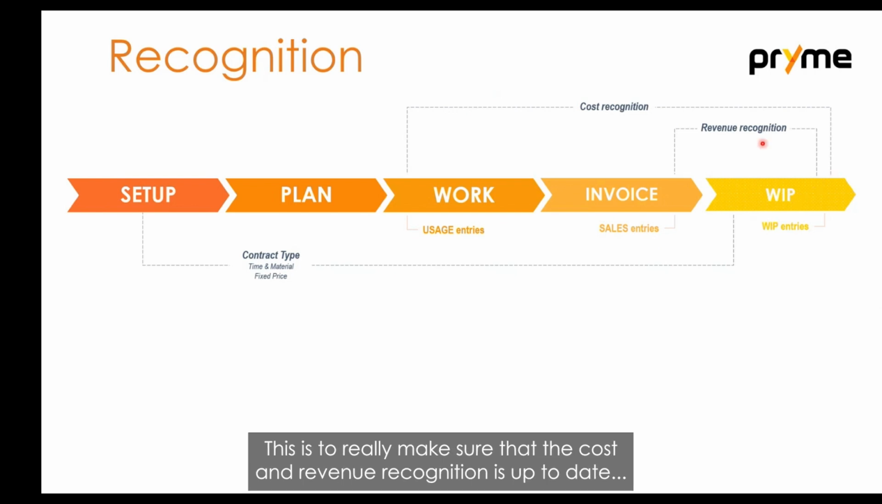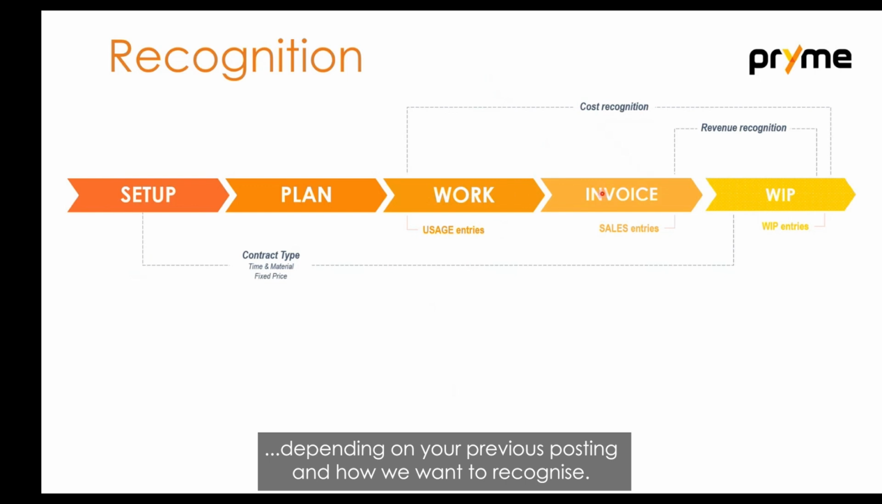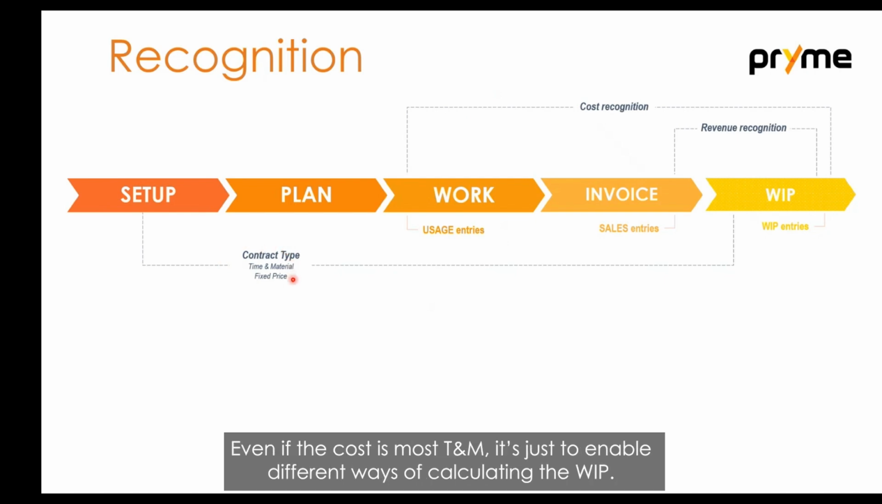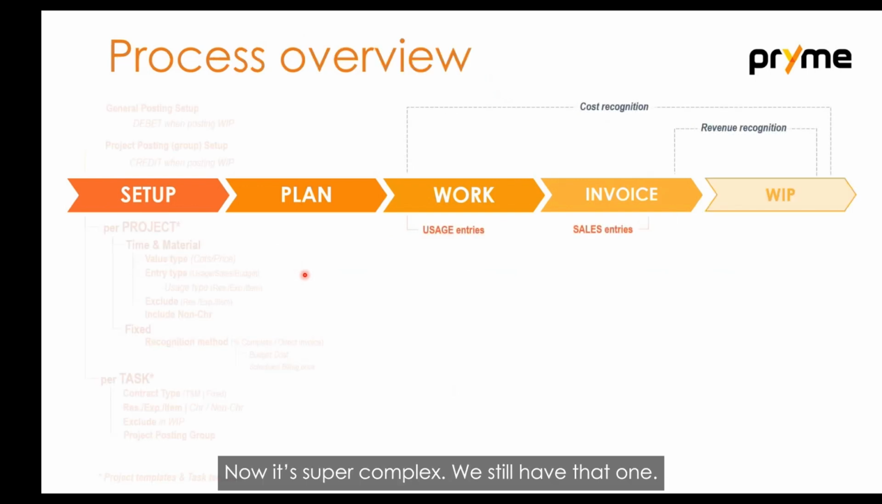So this is to really make sure that the cost and revenue recognition is up to date, depending on your previous posting and how you want to recognize. And the WIP then is controlled by the contract type we have on each task, defining if it's time and material or fixed price. And then you could say the cost is not time and material. Yeah, but it's just to enable different ways of calculating the WIP. Now it's super complex. We still have that one.